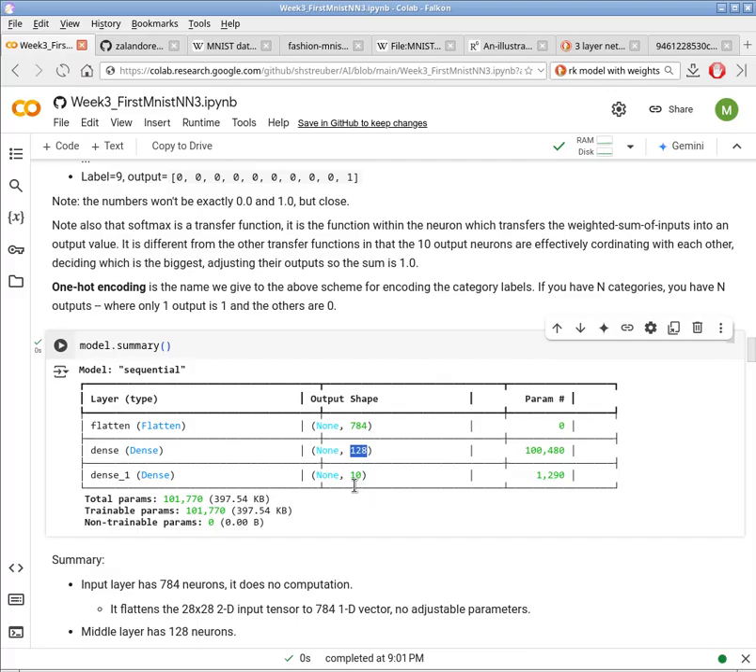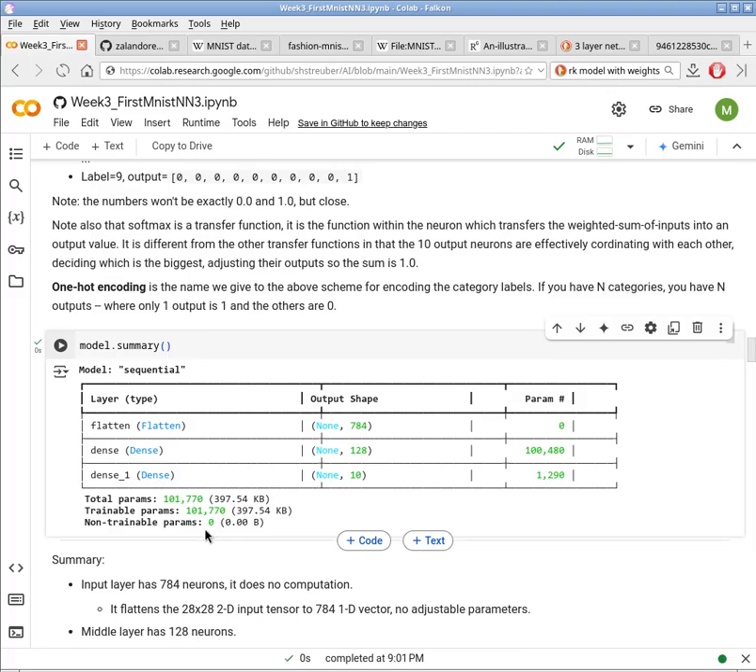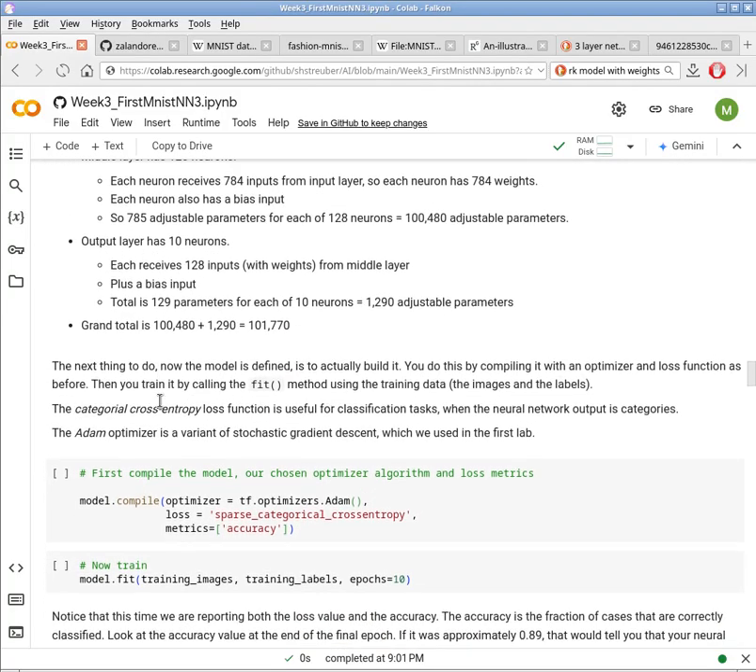Then we have 10 output neurons. Each of them has 128 coming in plus the one bias. So 128 times 10 output neurons, plus biases, is another 1290. So this is the number of weights and biases that are going to be trained in order to make this neural network work. And they give you the summary down here. I highly recommend that you look at your model summaries to get a feeling for how that works and what I just explained.